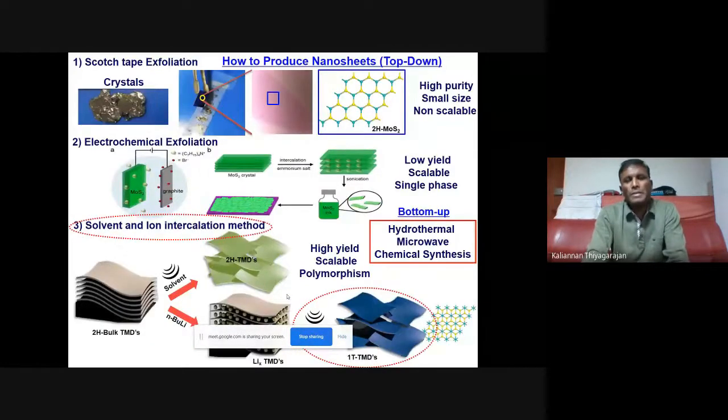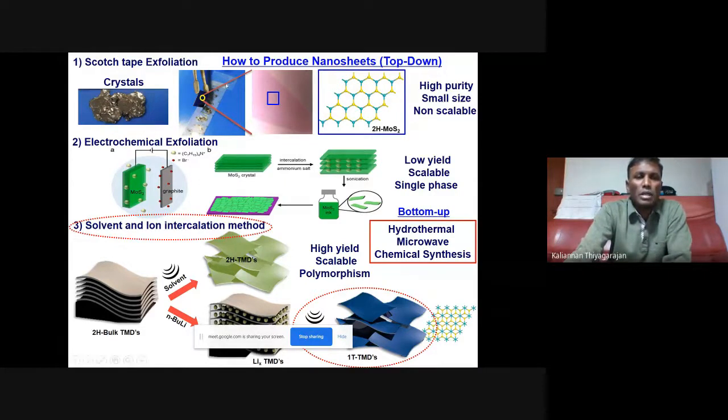And this is the general overview of what methods are available to produce 2D nanosheets. I'm talking only about nanosheets. If it is thin film, that is a different case, it is CVD and other processes. And here I was using the exfoliation technique initially for my PhD work. I did this one actually.